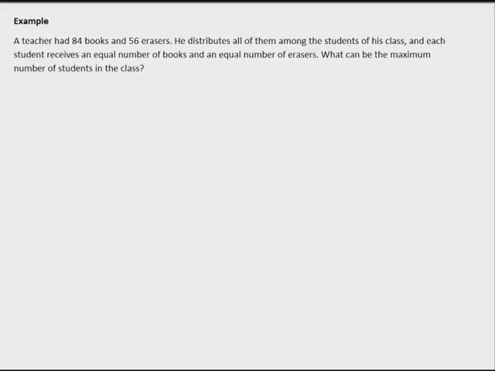Let's see where HCF and LCM come into play. So a teacher had 84 books and 56 erasers. He distributes all of them among the students of his class, and each student receives an equal number of books and an equal number of erasers. So if every student receives an equal number of books, that means that 84 books were given to students, and each student got an equal number of books and there was no remainder. So what can it tell me? It tells me that if n is the number of students, then n divides 84. And each student received an equal number of erasers too. So that tells me that the 56 erasers, when distributed among the students, left no remainder.